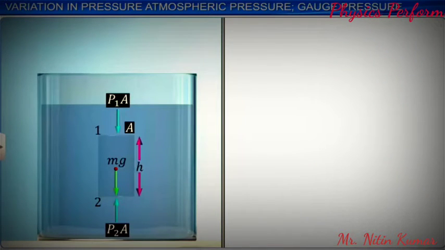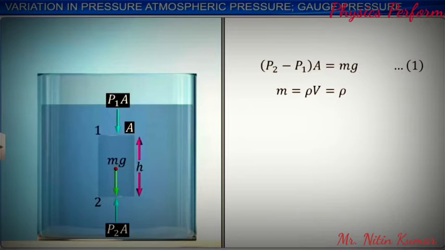But the mass of the cylinder is equal to the product of its density, ρ, and its volume, V, or the product of its density, ρ, area of its base A, and its height h. Substituting equation 2 in equation 1, we get P2 minus P1 is equal to ρhg. Thus, the pressure exerted by a liquid column of height h is independent of area of cross-section.